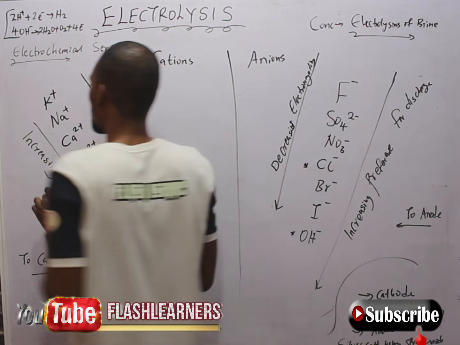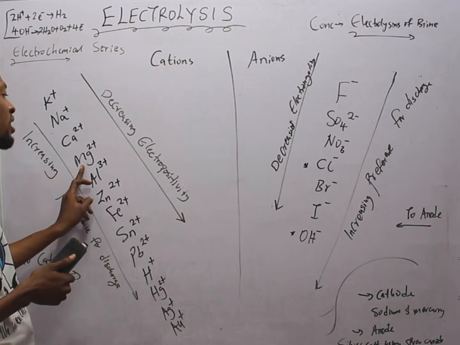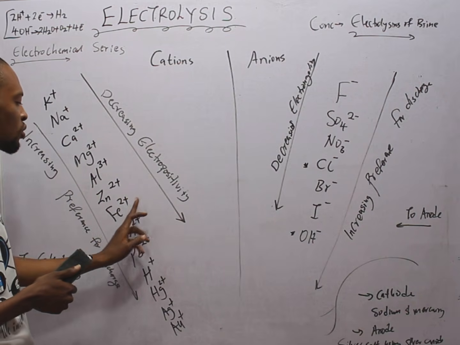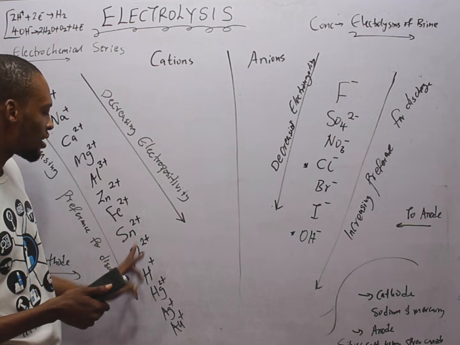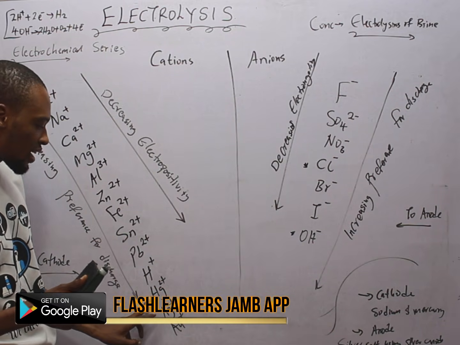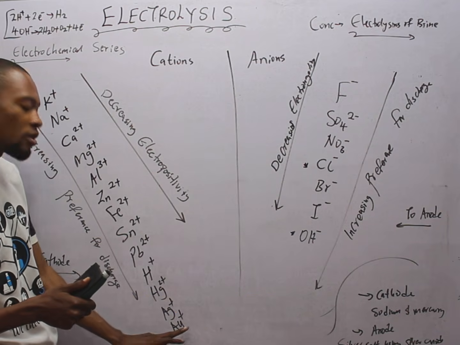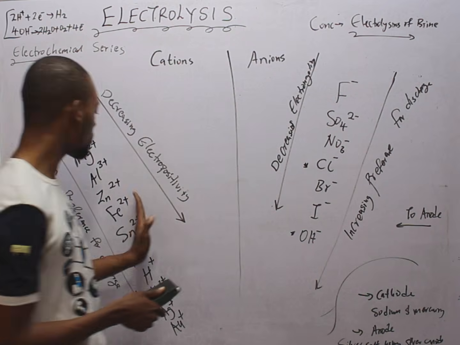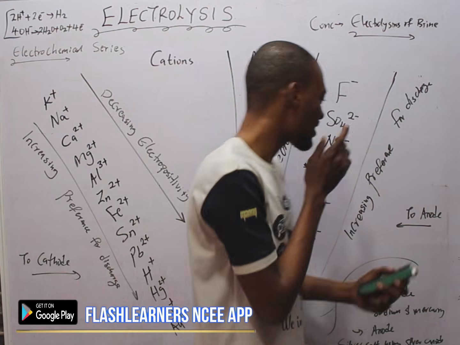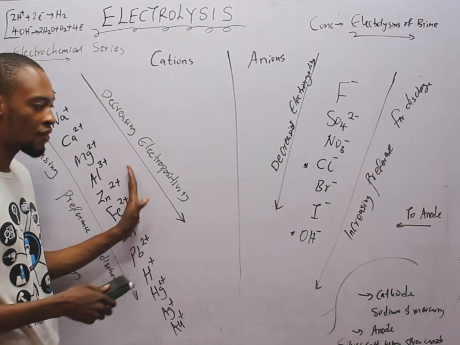So this is K+, potassium ion, Na+ sodium ion, Ca2+ calcium ion, Mg2+ magnesium, Al3+ aluminium, Zn2+ zinc, Fe2+ iron, Sn2+ tin, Pb2+ lead, H+ hydrogen, Cu2+ copper, Hg2+ mercury, Ag+ silver, Au+ gold. So take note of the charge because it is very important while solving problems. Take note of the charge, very, very important. Write them down because we need them after this.